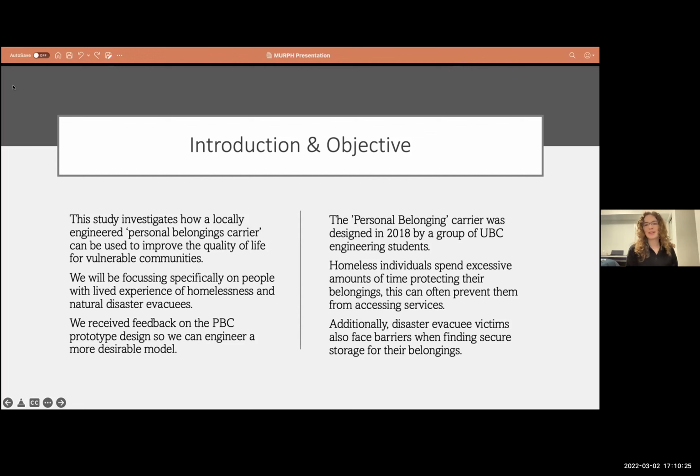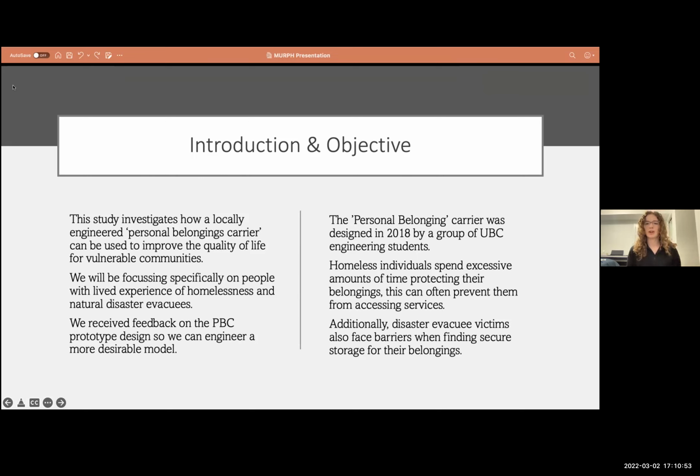Okay, so today we'll be talking about a project that investigates how the locally engineered personal belongings carrier can be used to improve the quality of life for vulnerable communities. Specifically, we will be focusing on the communities of those with lived experience of homelessness and natural disaster evacuees. This project works to receive feedback on the PBC prototype design so we can engineer a more desirable model. The personal belongings carrier was first engineered in 2018 by a group of UBC engineering students.